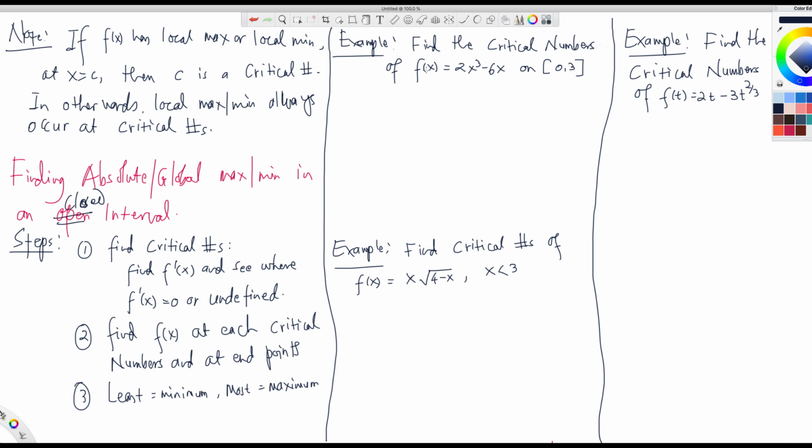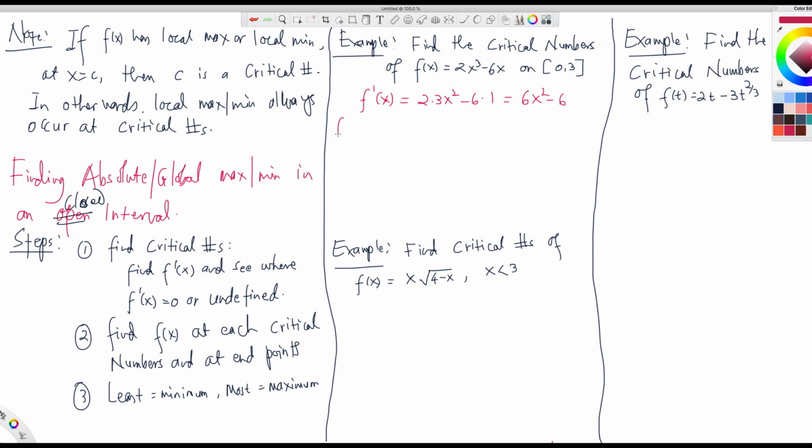Let us look at this example. Find the critical numbers for f(x) equals 2x cubed minus 6x on the interval 0 to 3. You want to find the critical numbers for this, okay? So how do I find that? Solution: to find the critical numbers, you find f prime of x first. What is f prime of x? It is 2 times 3x squared minus 6 times 1. The derivative of x cubed is 3x squared, minus the derivative of 6x is 1, so 6 times 1. So basically that is how you get 6x squared minus 6, right?